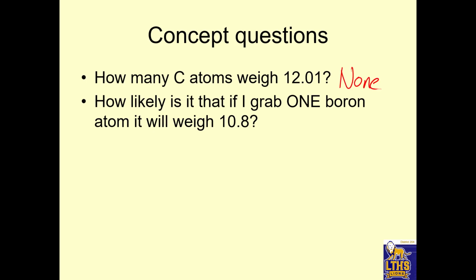None. Okay. How many carbon atoms weigh 12.01? That's the average mass. None of them will weigh the average. How likely is it if I grab one boron atom, it will weigh 10.8? So boron weighs 10.8, zero. Okay. This number came from the periodic table.